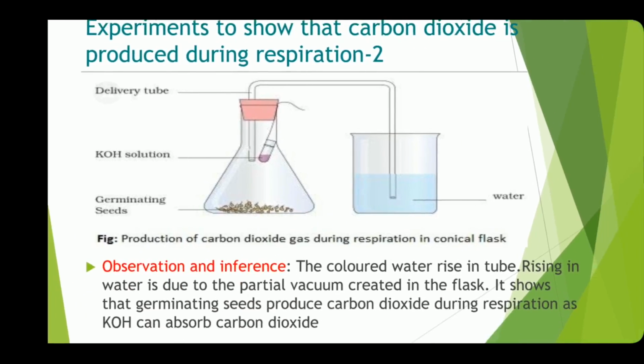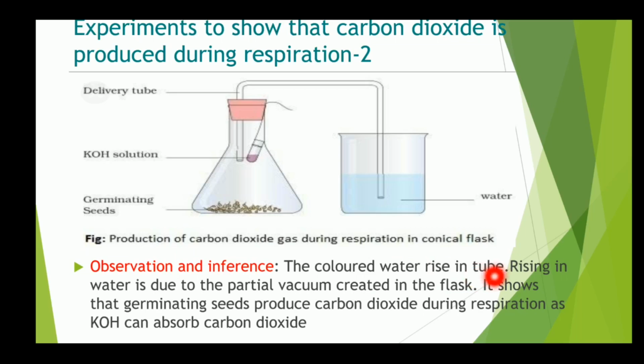Okay, so here what is the observation? The colored water rises in the tube. The rise in the water is due to the partial vacuum created in the flask. It shows that the germinating seeds produce carbon dioxide during respiration.